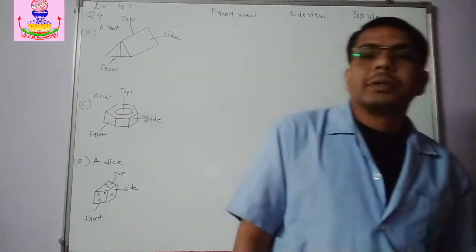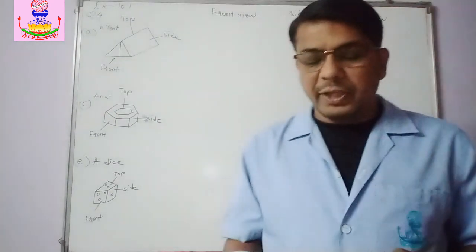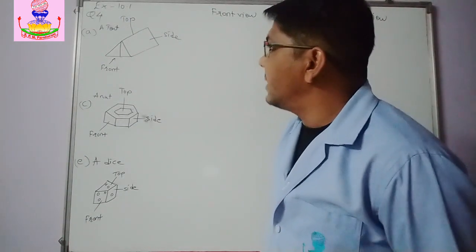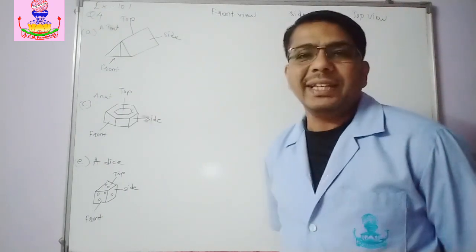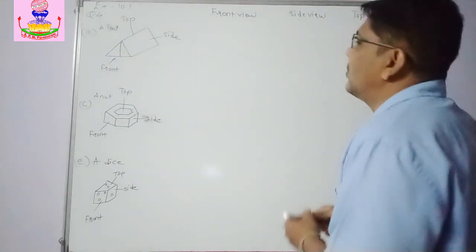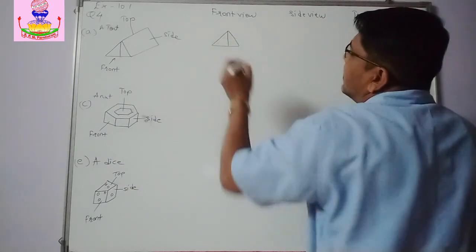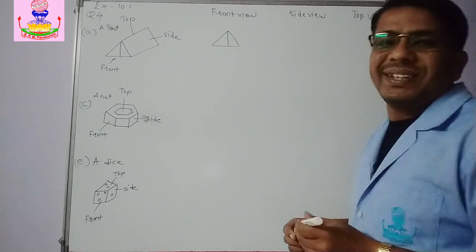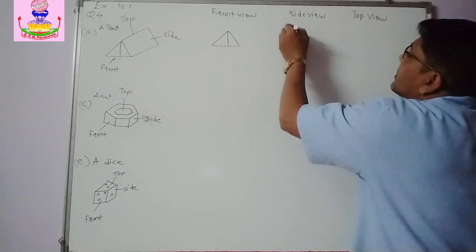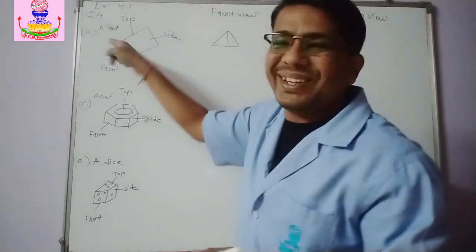Now see question number 4. Draw the front view, side view and top view of the given objects. So I am going to take from them A, C and E. I have taken A, that is a military tent. So front view, this is the front view. So how am I going to draw? Simply like this. So front view. Side view, how I can draw is this. This is the side view.